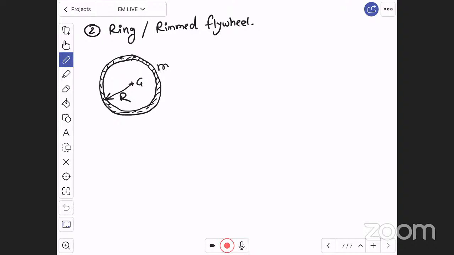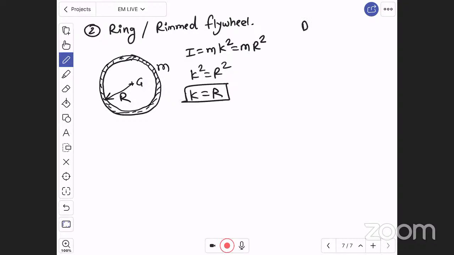For this ring, I is nothing but mk square, where k is the radius of gyration, which is nothing but mr square. Therefore, here we can say k square is equal to r square. Therefore, the radius of gyration for a ring or a rimmed flywheel is nothing but the radius of the ring. Very important, right? For the disk, we have seen, the disk is also called a solid flywheel.